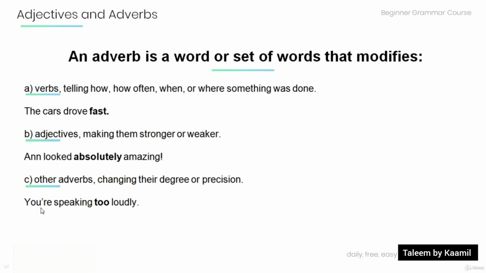For example, you're speaking too loudly. The adverb too describes the adverb loudly. It tells us how loud.